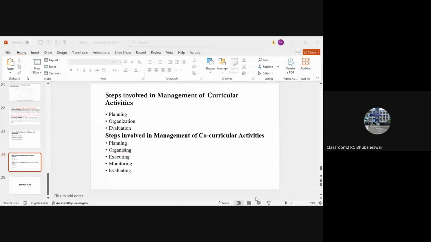First is planning, second is organizing, third is evaluating. Planning, organizing, evaluating. Then another is steps involved in management of co-curricular activities.